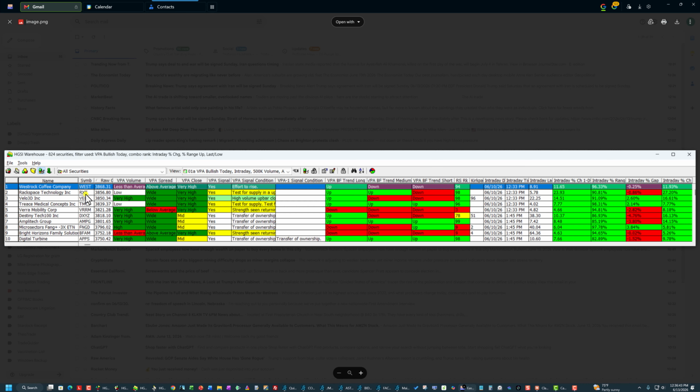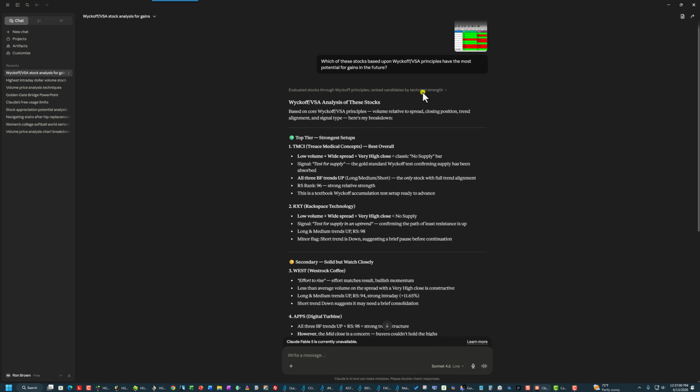So what it did is AI looked at this, found the symbol, and this information here, and then I'm sure it went out to other portions of the internet, the database, and pulled in more information. But this is what it came back with. Based upon core Wyckoff VSA principles, volume relative to spread, closing position, trend alignment, and signal type, here's my breakdown.